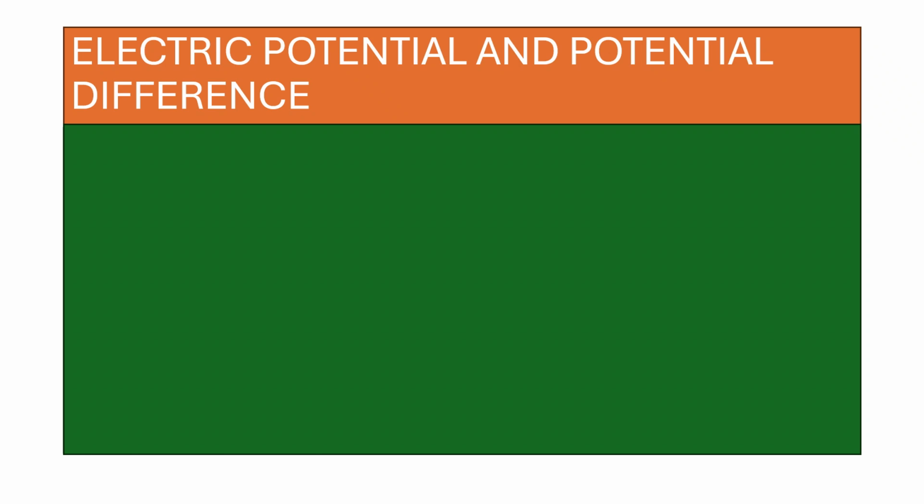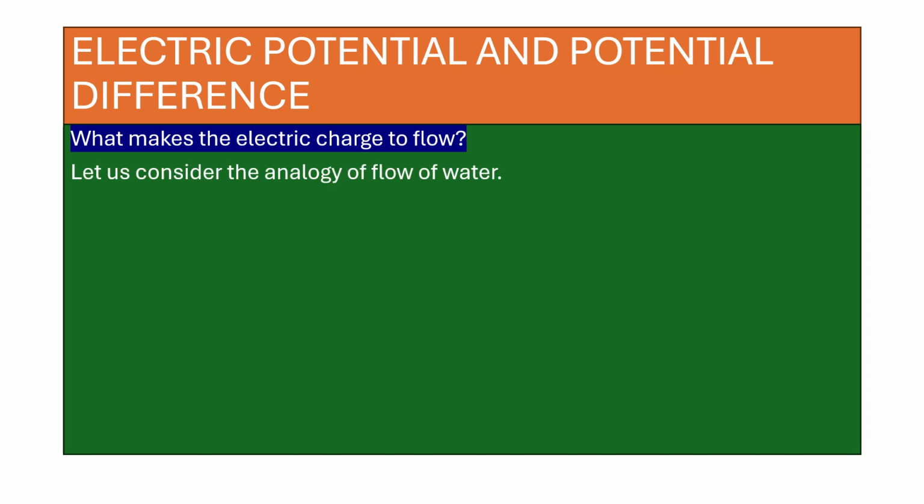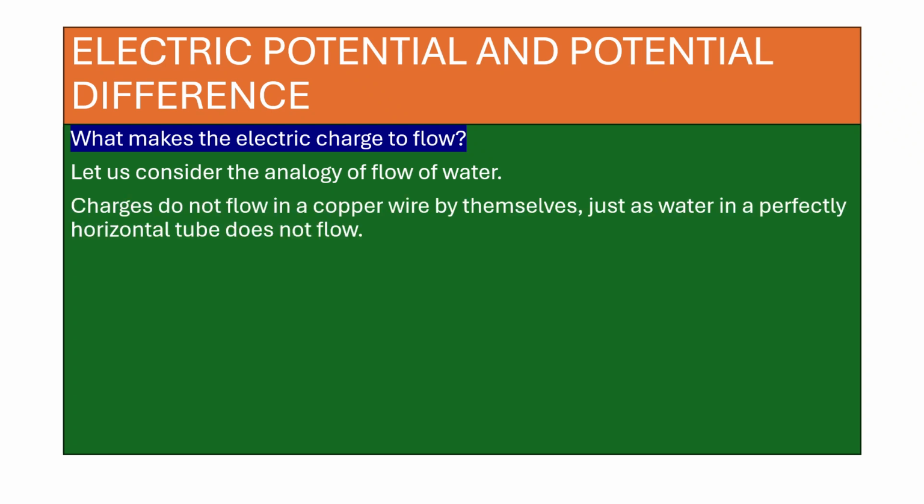Let's understand the next terms, electric potential and potential difference. Many a time students have immense doubt related to these terms. Let's understand step by step. My first question is, what makes the electric charge flow? Now, let us consider the analogy of flow of water. How does it flow?